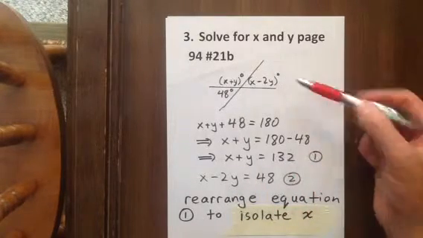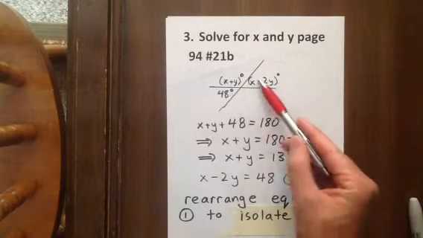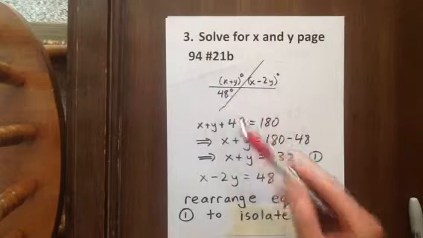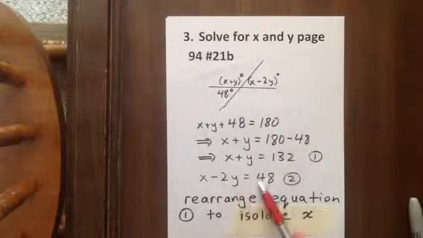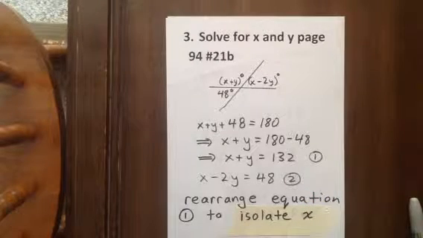So given this diagram, we come up with our first equation. But we also know the opposite angle theorem tells us that this angle here is going to equal that angle here. So we know that x minus 2y is 48. So we actually have two different equations with two different variables.